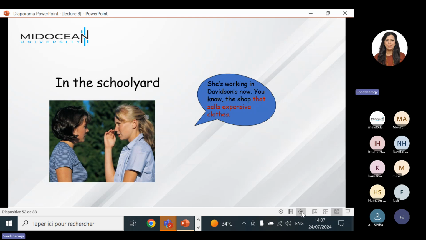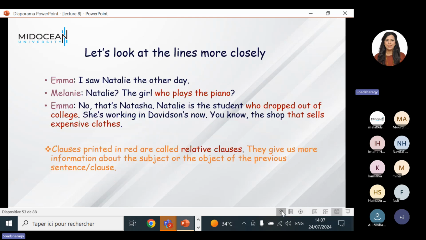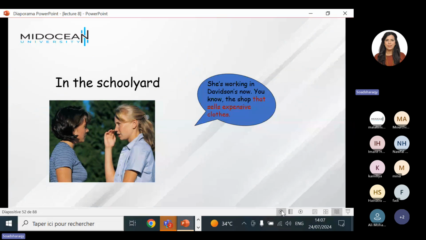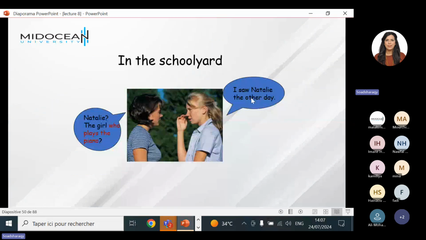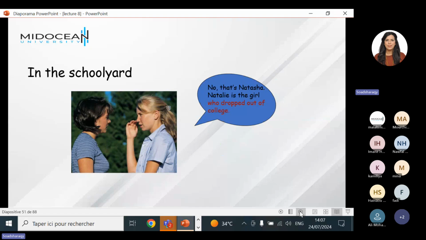So as you see in this conversation, we have here sentences written in black and others written in red. So I'm going to explain why. So let's look at these lines more closely.